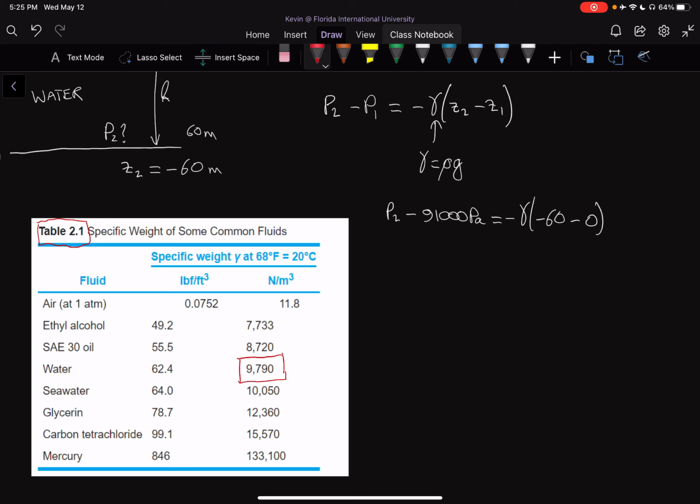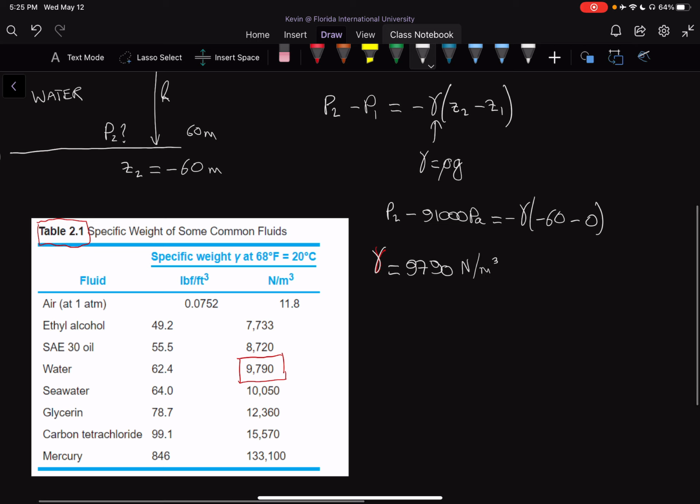So it's pretty close to what we're at. We're not really told the temperature or anything like that, so we can go with it and use that equation. One way to do it is to use table 2.1 and say specific weight is equal to 9,790 newtons per meter cubed.